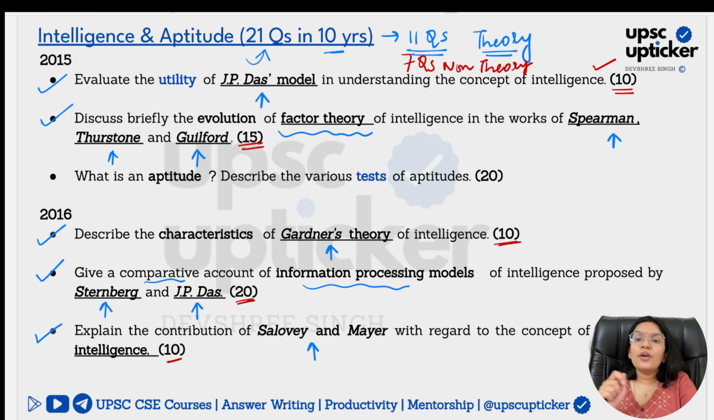Where are your diagrams? Where are your flowcharts? Are these properly aligned? Are these appropriate? How much space are you covering? A lot of components which are related to answer writing come into picture, right? And that is something you can learn in psychology of answer writing.